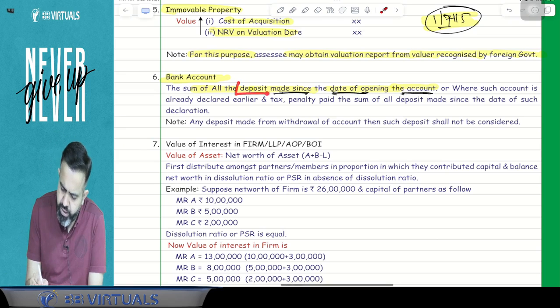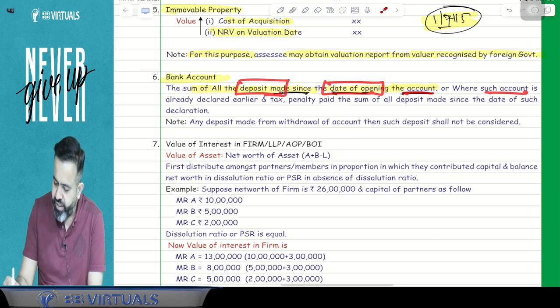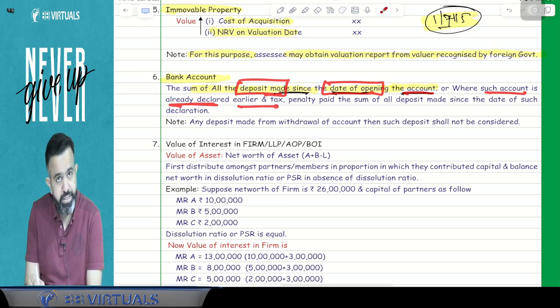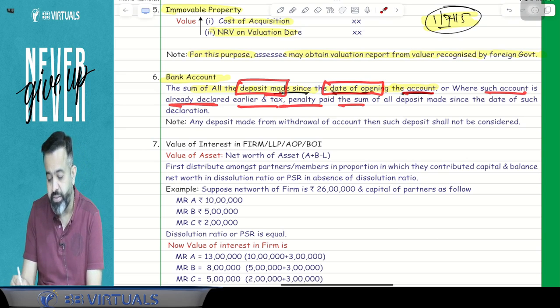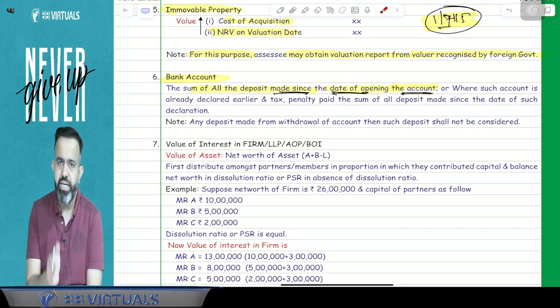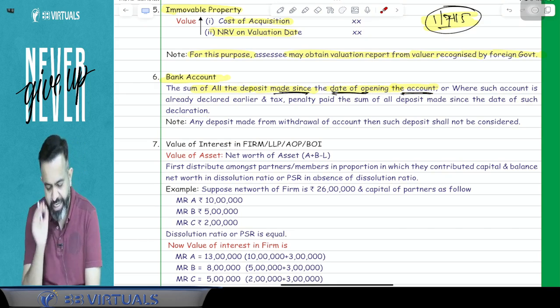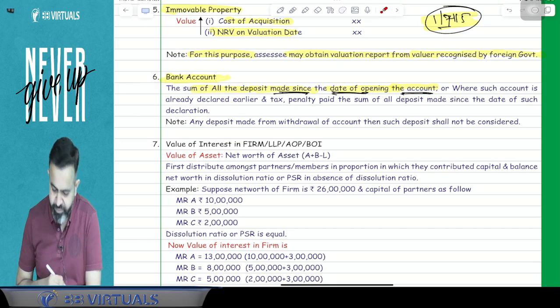The sum of all the deposits made since the date of opening the account, and where such account is already declared earlier and tax penalty paid, the sum of all deposits made since the date of such declaration. Means after declaration, whatever amount is deposited, only that will be considered. Now one note is given.